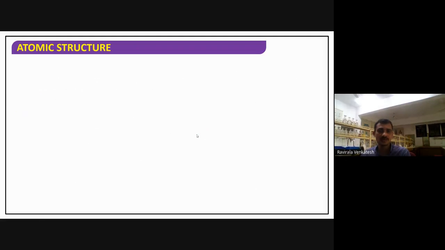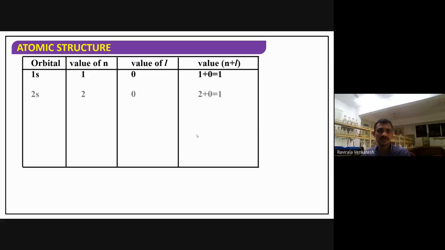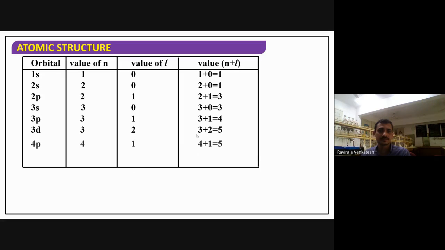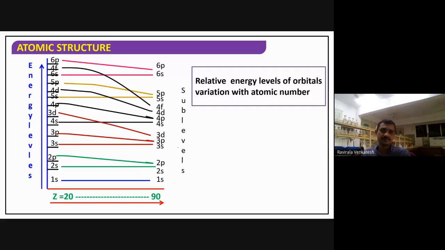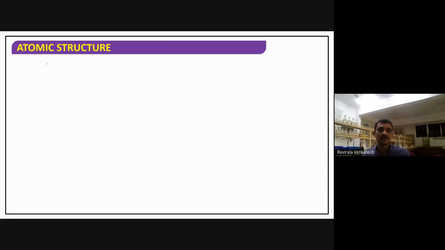By observing the PDF format, we can get that. The orbitals are given here. The n values are there, l values are there, and the n plus l value. So what is the n plus l value for 4p? 4 plus 1 is equal to 5, like this. You can easily get it. These are some examples for you. Now this is the diagram for the order of filling of electrons: 1s, 2s, 2p, 3s. Why did it go down? Because 4s has 4 plus 0, which is a lesser value than 3d, where 3 plus 2 is equal to 5.